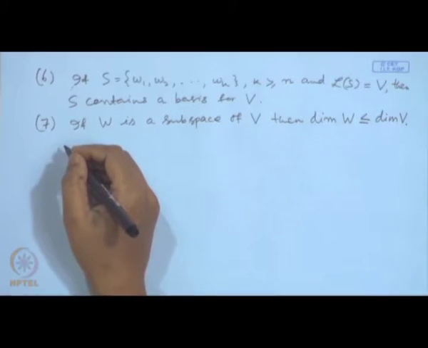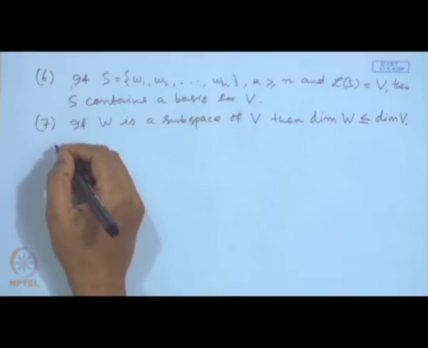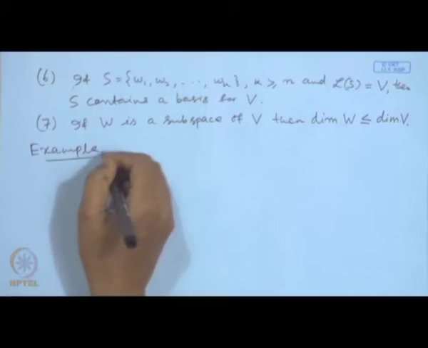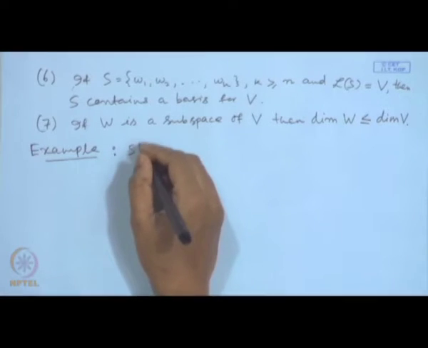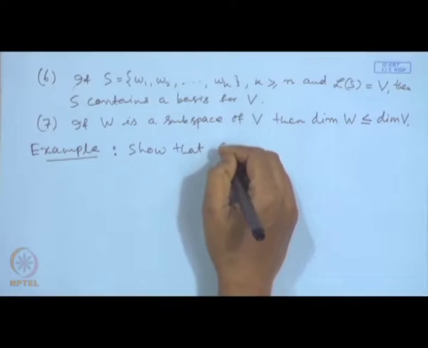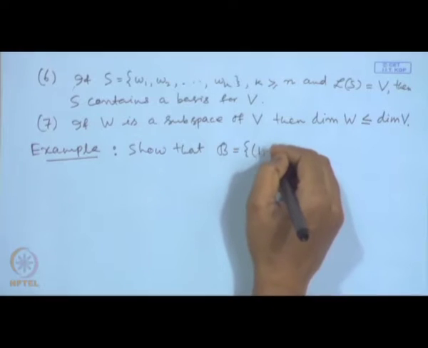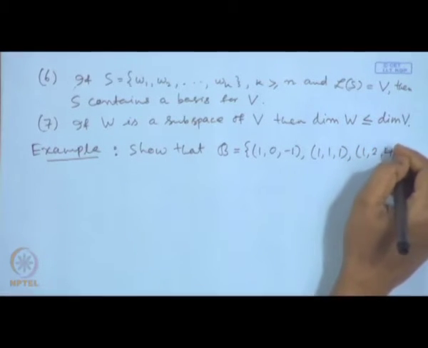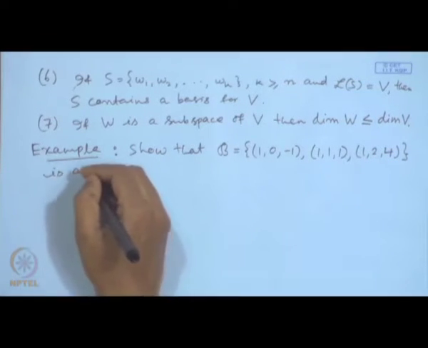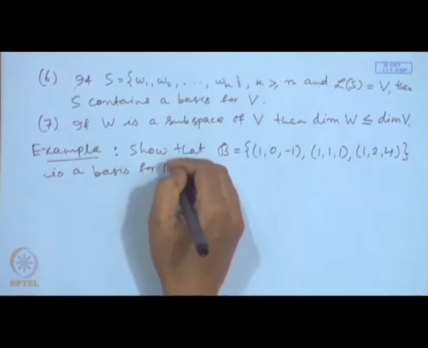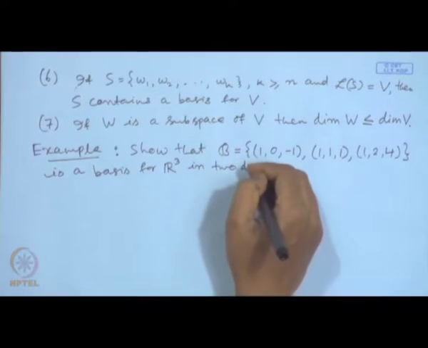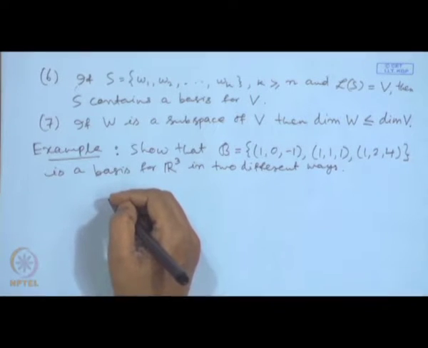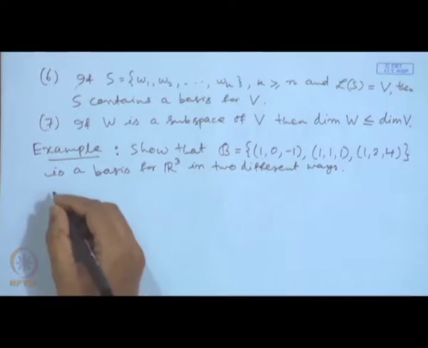So, let us see one example to check whether a given set of vectors is a basis or not. Here we will show that this set B consisting of vectors (1, 0, -1), (1, 1, 1), (1, 2, 4) is a basis for R3 in two different ways. Actually we shall use results 3 and 4 of the previous theorem for this checking.